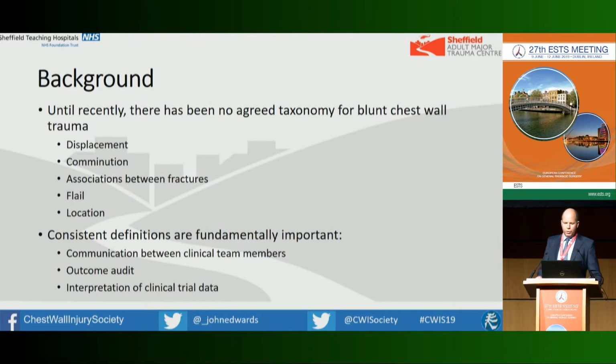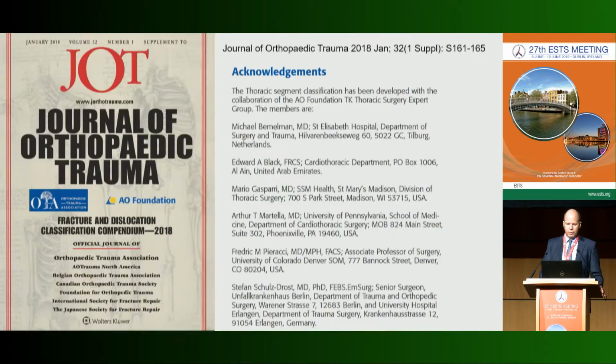I think it's really important to recognize that until recently there's been no agreed taxonomy for blunt chest wall trauma in the various different aspects that we see here. And it's really, really important for us to have consistent definitions so that we can communicate properly, so that we can ensure that we have good outcome data, and also for the interpretation of clinical trials.